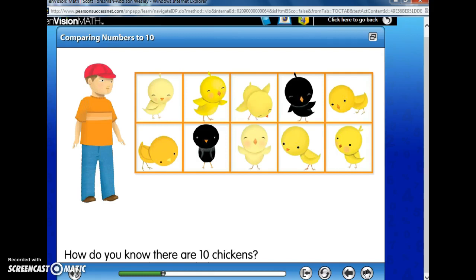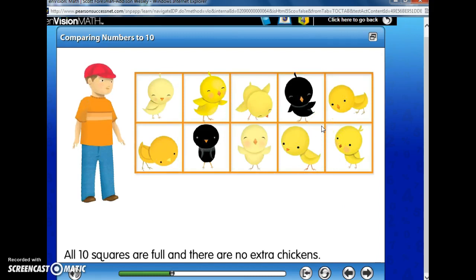We can count them. Good. Sophie? We wouldn't really know yet, I don't think. Or Wyatt? Well, we wouldn't sort them because we want to know how we know there are 10 chickens. Shelby, do you have another idea? By looking at them, we know that this is a 10 frame, maybe. Okay, so we know there's 10 chickens, so we can count them. All 10 squares are full, and there are no extra chickens.